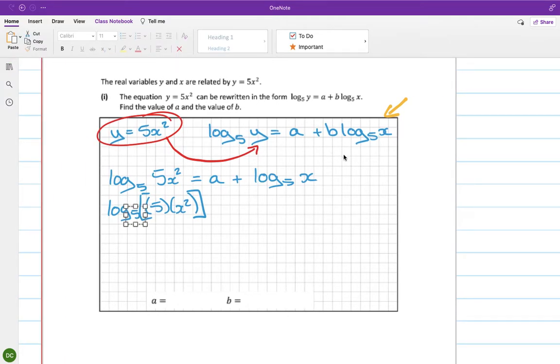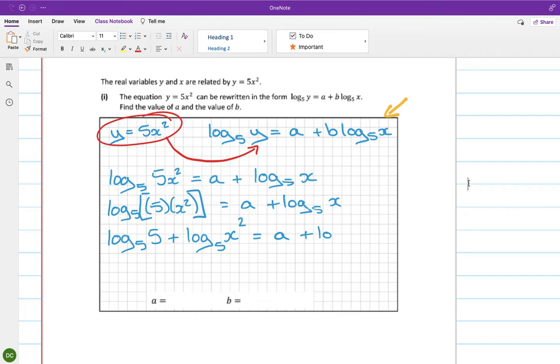So that is log to the base 5 of 5 plus log to the base 5 of x squared. That equals a plus b log to the base 5 of x. The right hand side I'm just copying; there's not really much manipulation I can do on it. Oh, I've also missed a b, there's a b here.